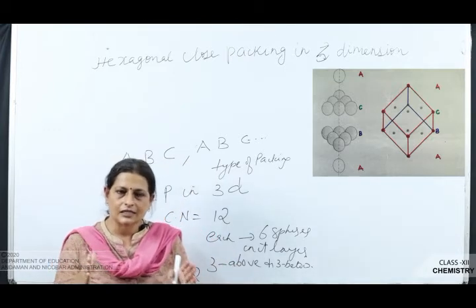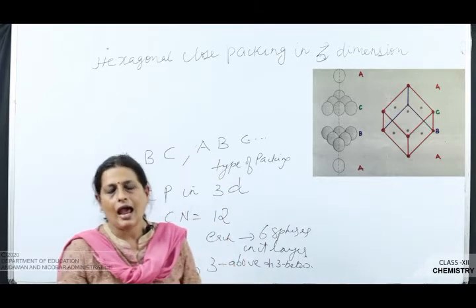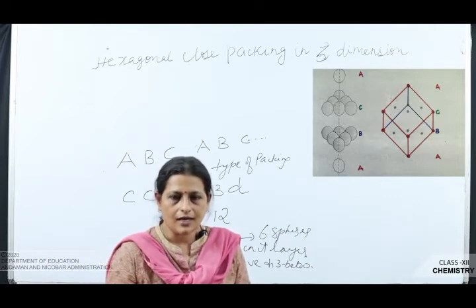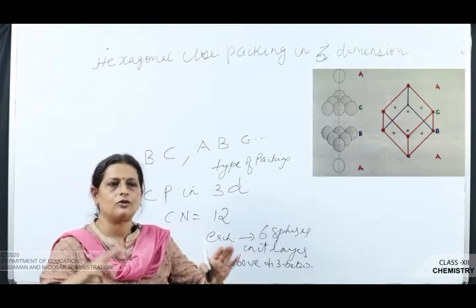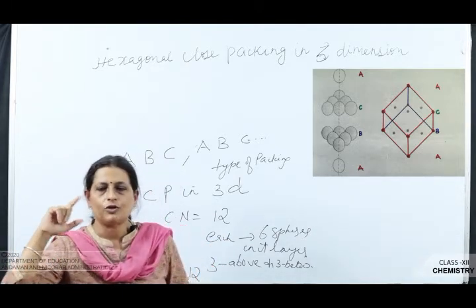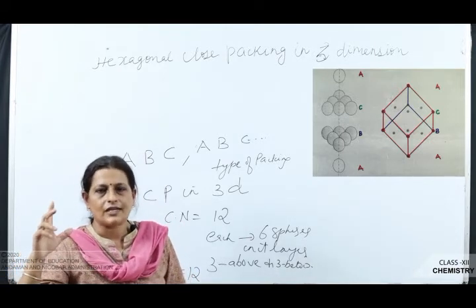What is the difference then? In case of hexagonal close packing in 3 dimension, the void occupied is tetrahedral, and for cubic close packing in 3 dimension, the void occupied is what? Octahedral. And so the names are what? Hexagonal close packing in 3 dimension, just remember what will be the void? Tetrahedral. And cubic close packing in 3 dimension, what will be the void? Octahedral. Void is being occupied.